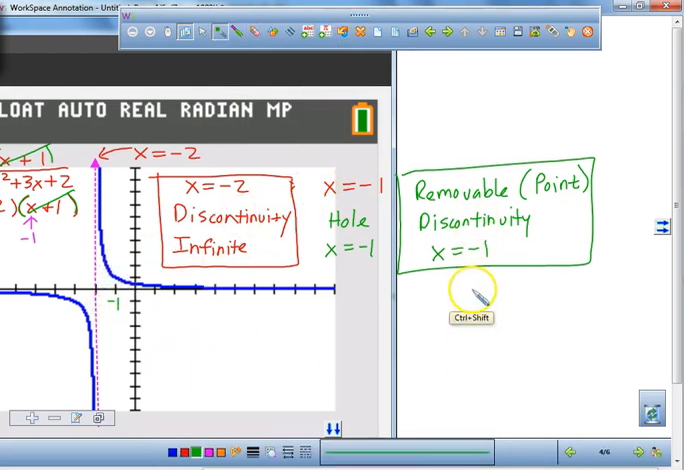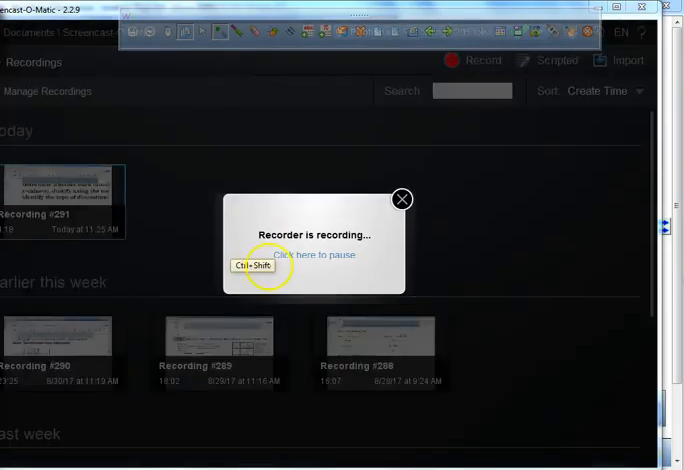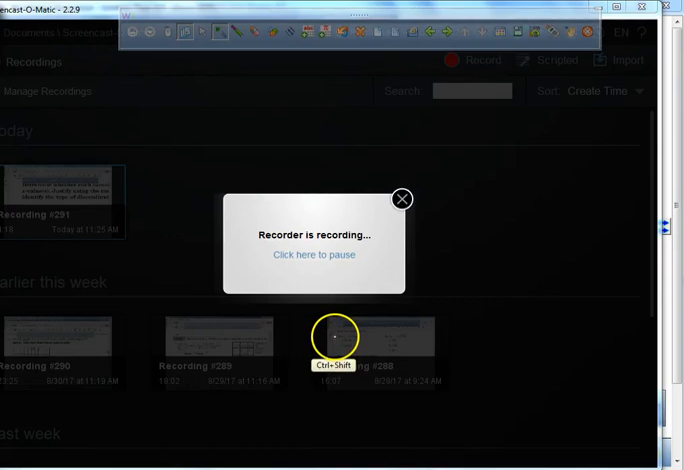Control Shift. What's going on right here? Try that. Nope. This is all moved.